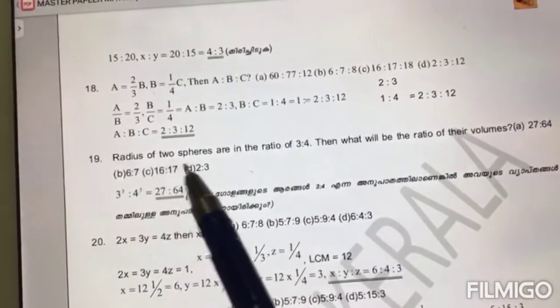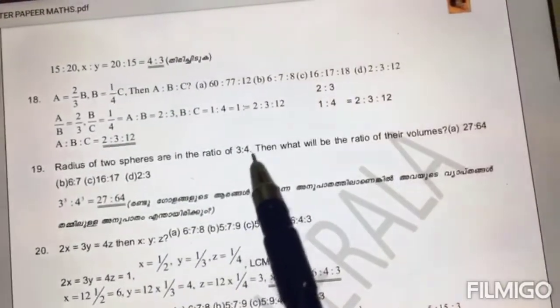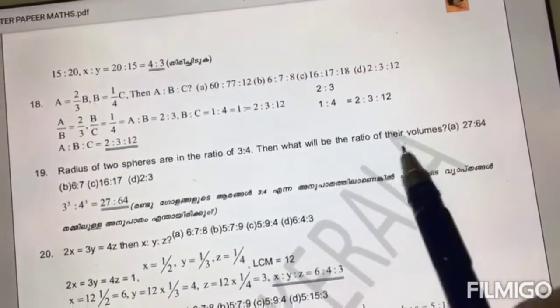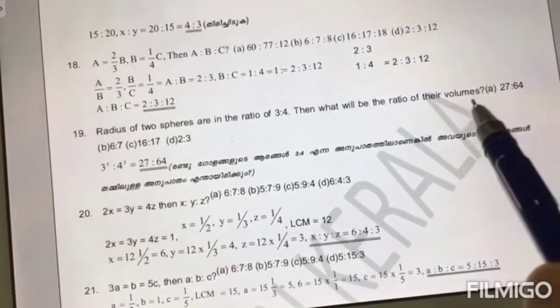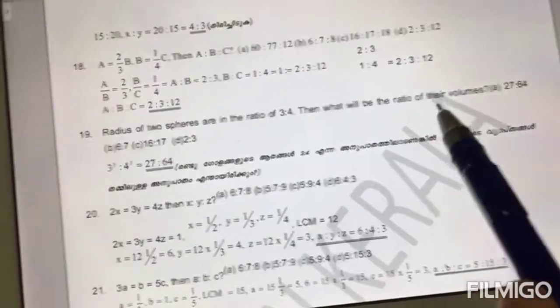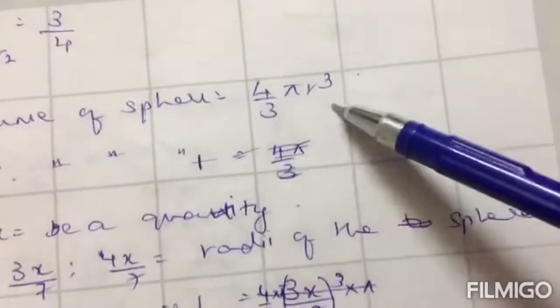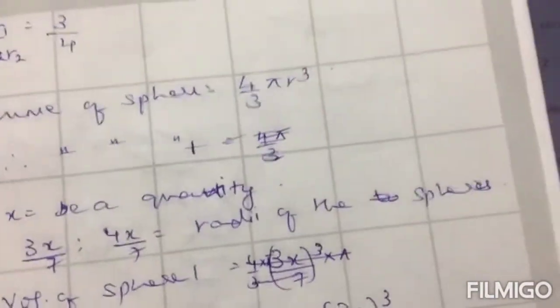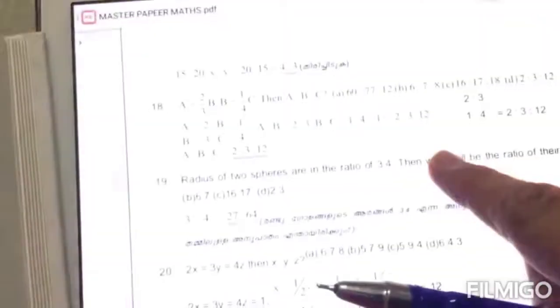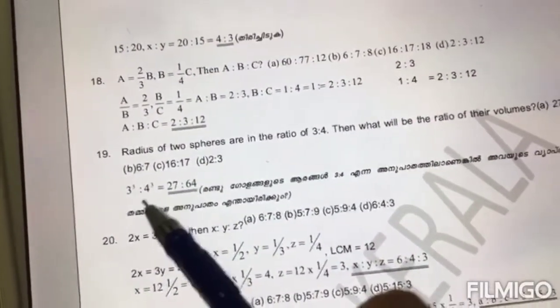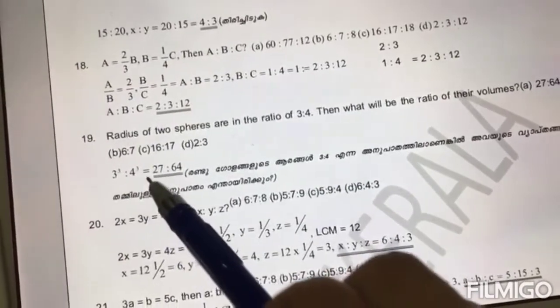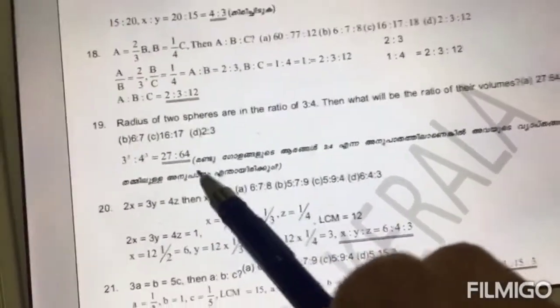number 19. Radius of two spheres are in the ratio of 3 is to 4. Then what will be the ratio of their volumes? Now, the formula for the volume of a sphere is 4 by 3 pi r cube. It is this basically. This is the formula. Okay. So they have given us the ratio of the two radii, right? All we have to do is basically take the cubes of the two radii. 3 cube is to 4 cube, which is 27 is to 64.